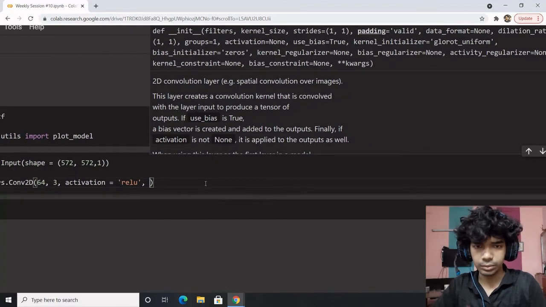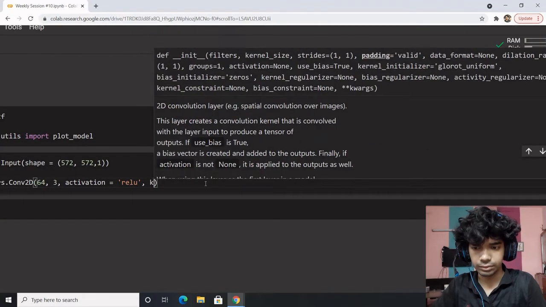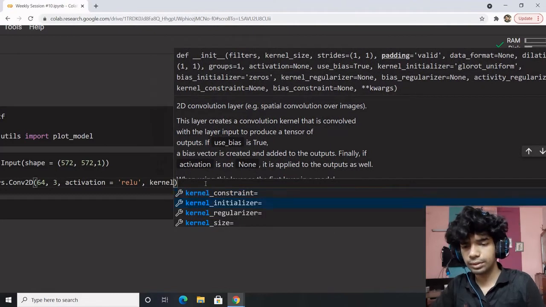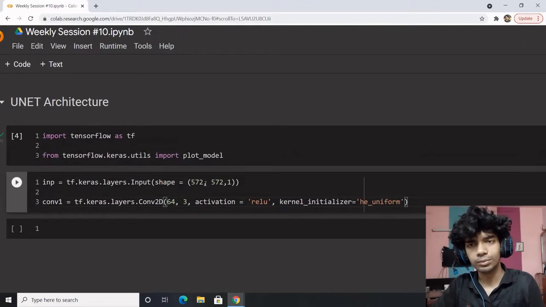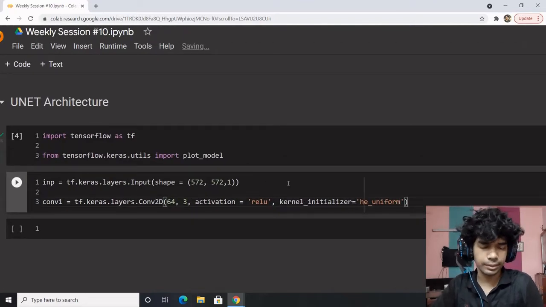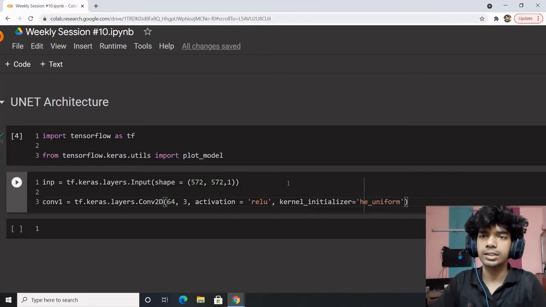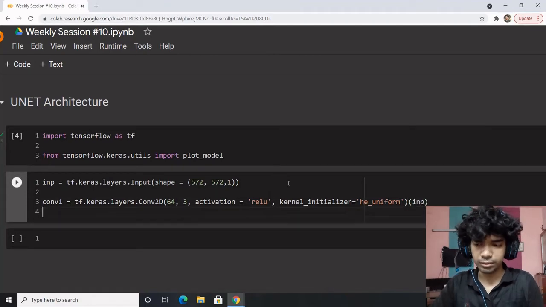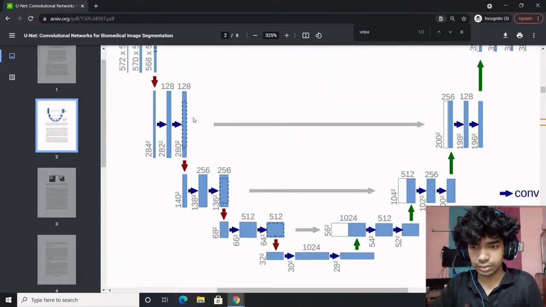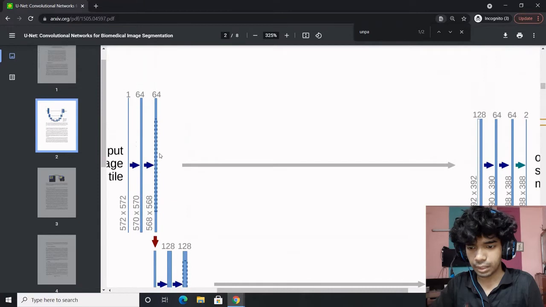We can set the kernel initializer as he_uniform. It's not mandatory, it's optional. It's not mentioned anywhere in the paper, I hope, though I have not read it completely. But it's good practice to mention the kernel initializer, be it He initializer, Xavier initializer, whatever it is. So passing the input, we are done with part 1.